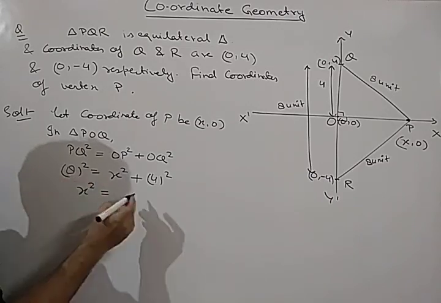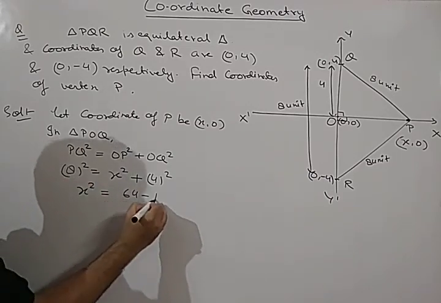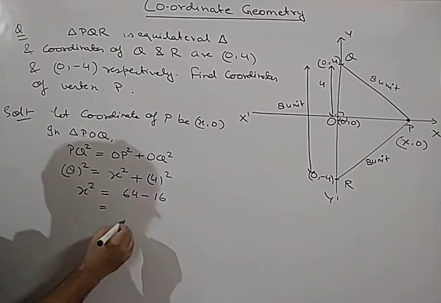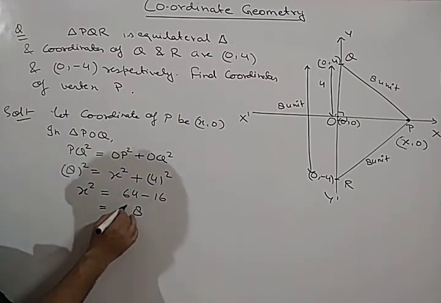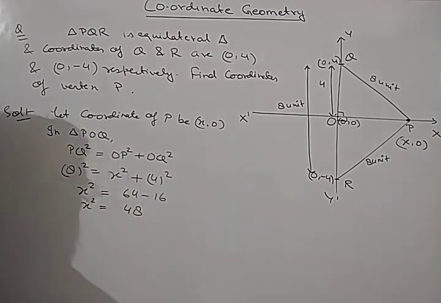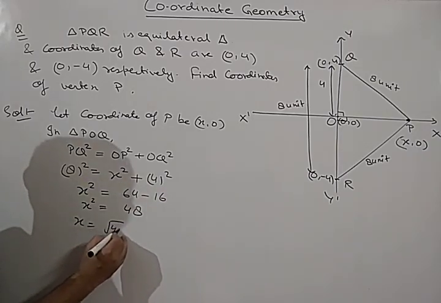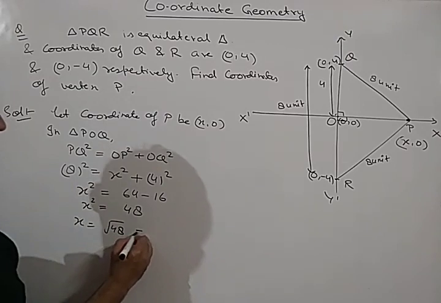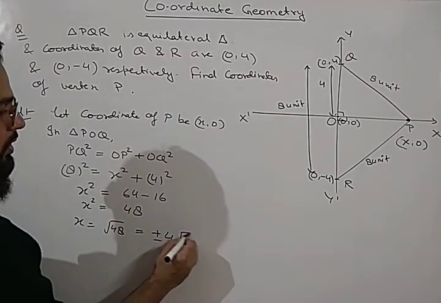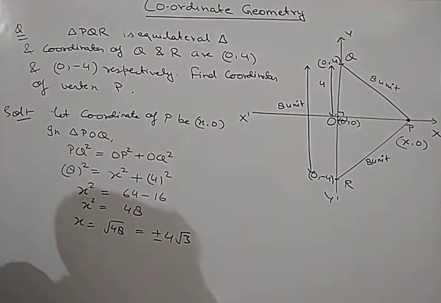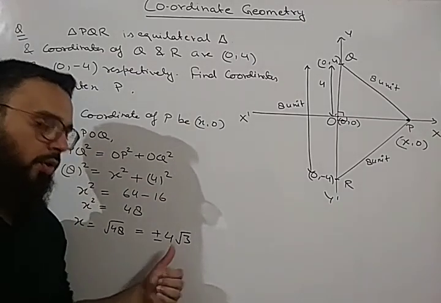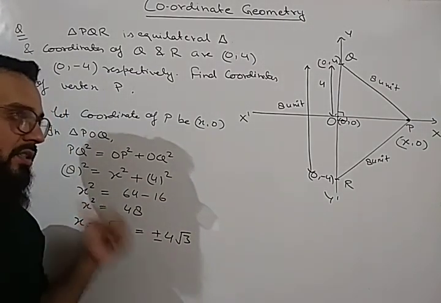x square will be equal to 8 square, that will be 64 minus 16, which will be 48. x square is equal to 48, or x will be equal to square root of 48, which can be written as plus minus 4 root 3. Okay, square root of 48 is 4 root 3. We have to take both the signs, plus minus.